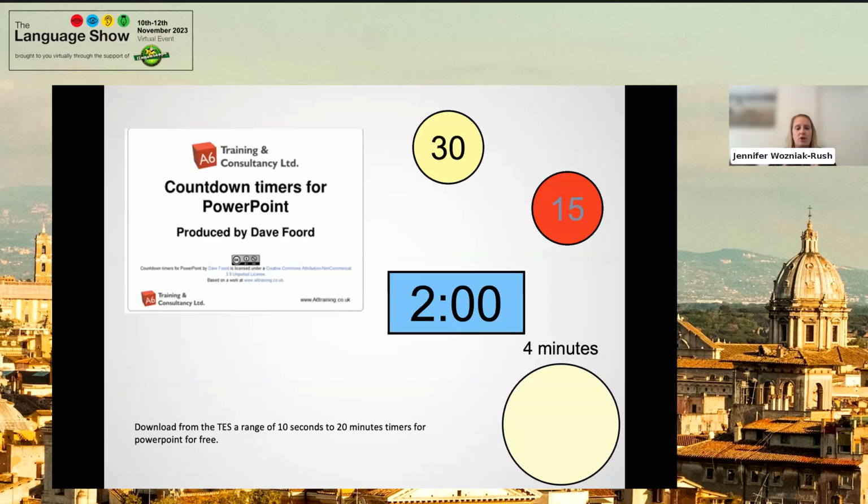For example, using timers. Timers can be really useful for pupils to know the time that they've got for each task. You can download from the TES website for free. It's called Countdown Timers for PowerPoint, and you've got some that are 10 seconds long, 15, 20, 30, 2 minutes, and I think it goes up to a 10-minute timer.